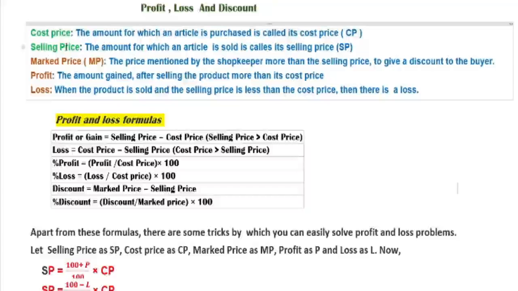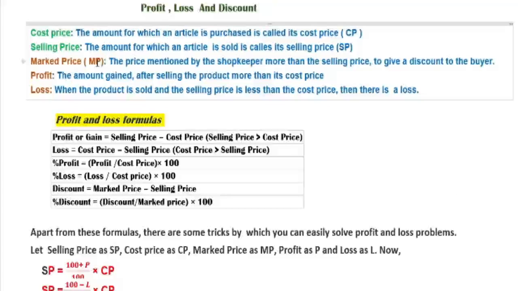Now the second term is the selling price. The amount for which an article is sold is called its selling price, denoted by SP. So selling price is the amount or the price for which an article is sold. The article is sold by the shopkeeper.